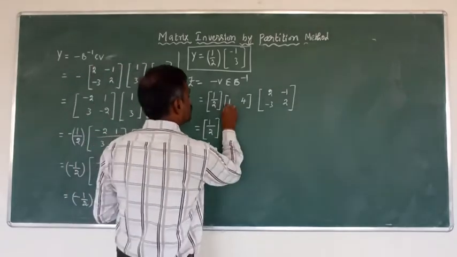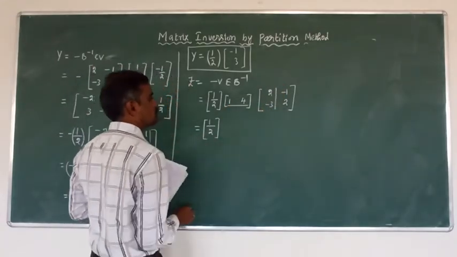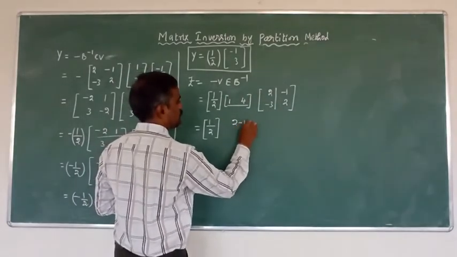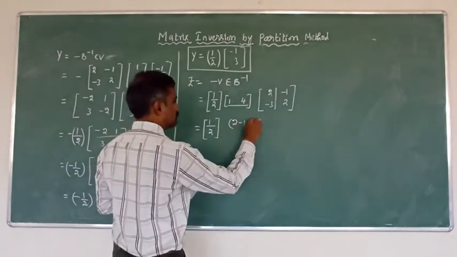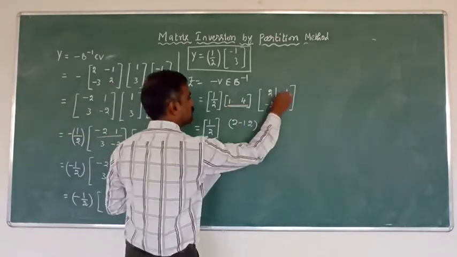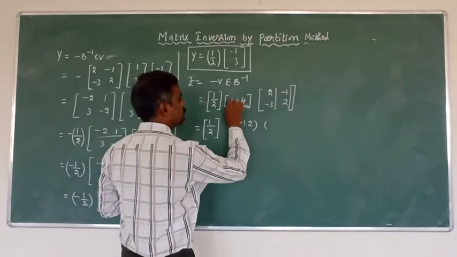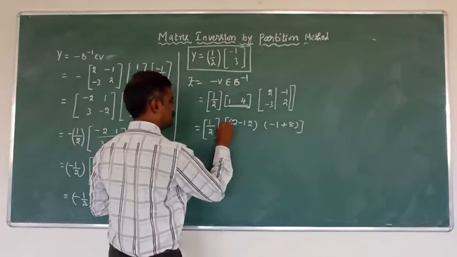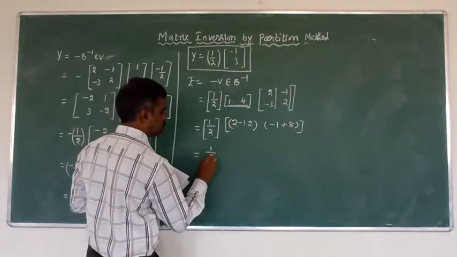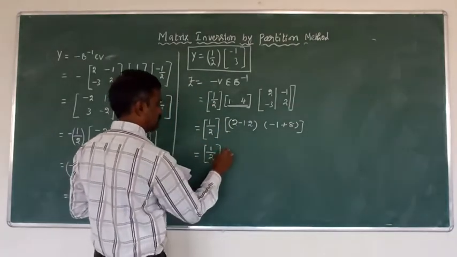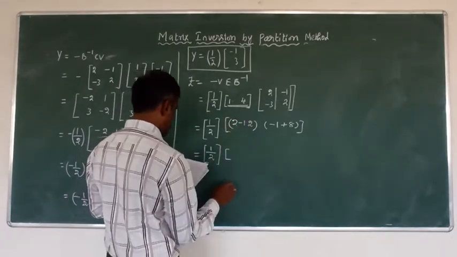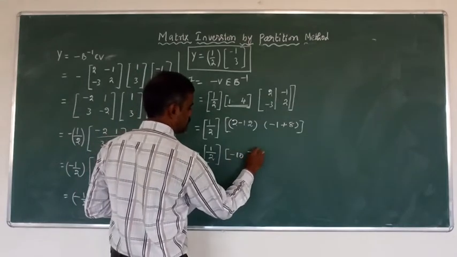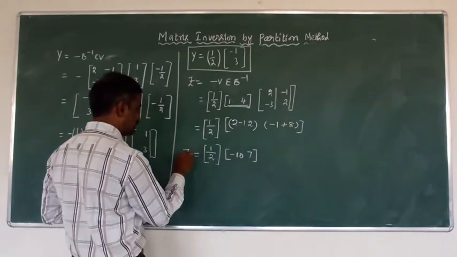Now row 1, column 1: we can multiply 2, and this is for minus 12. Next, row 1, column 2: this is for minus 1 and plus 8. Now to simplify this one, 1 divided by 2, and this is for minus 10, and this is for 7. This is the result of Z.